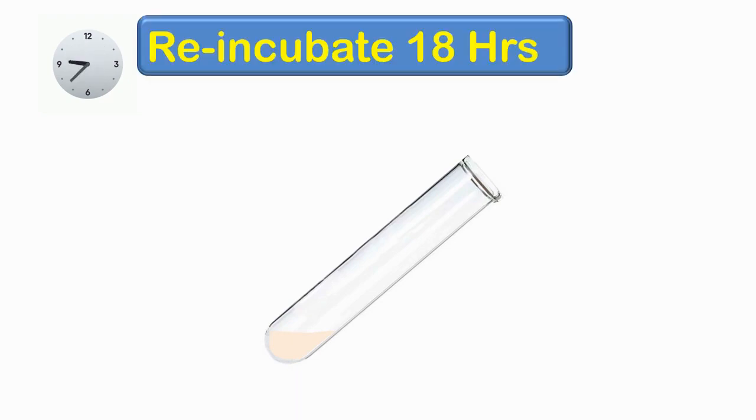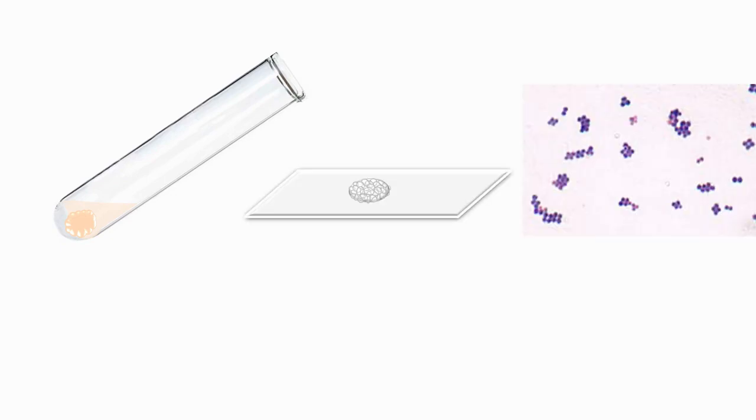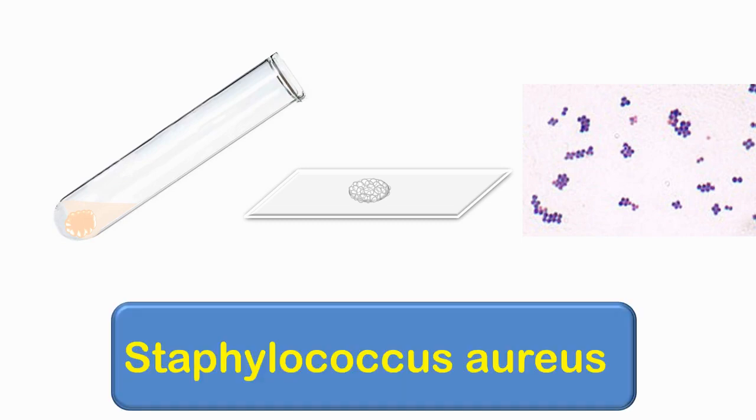If no clot is observed and plasma flows on tilting the tube, keep the tube at room temperature and read again after 18 hours. Some examples of reporting done using coagulase and catalase tests are as follows. Tube coagulase positive, catalase positive, and gram-positive cocci in clusters. The diagnosis is confirmed as Staphylococcus aureus.